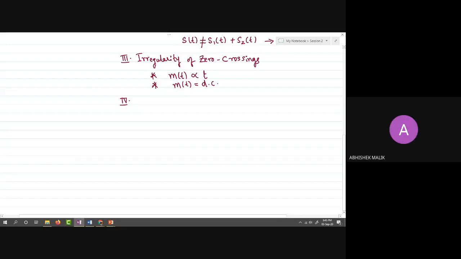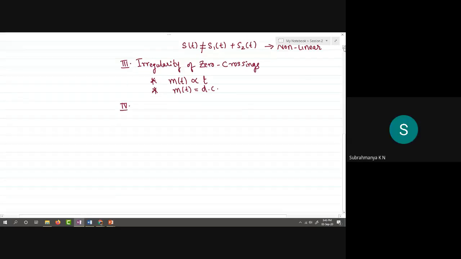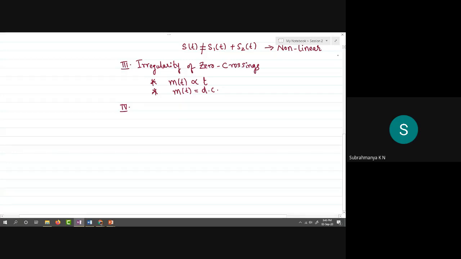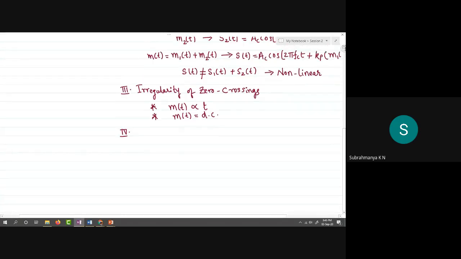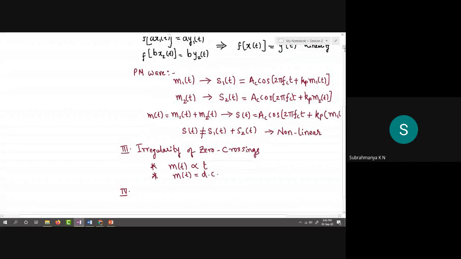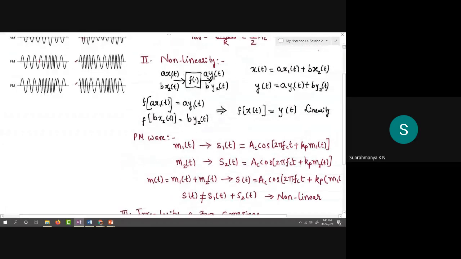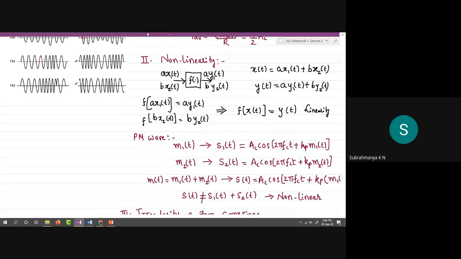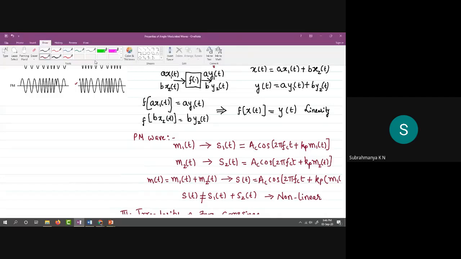Sir, is there a proof for the first exception of irregularity? M of t, yes, you can say that. If m of t is the message signal and it keeps on increasing forever, say in the FM signal or the PM signal, you will have the rotation of this cos uniformly. If I want to be specific, I'll take that question.